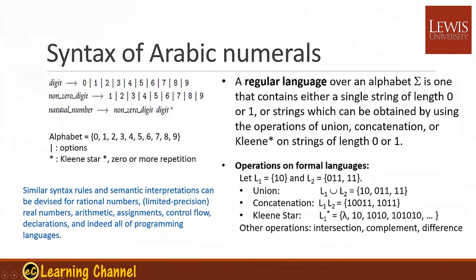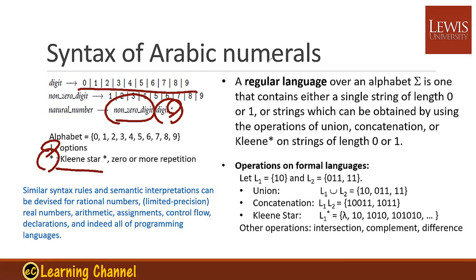Let's look at this set of grammar. It's called Arabic numerals. So you have a digit. The digit can be 0, 1, 2, 3, 4 to 9, right? Non-zero digit is 1 to 9. So your natural number will be a non-zero digit followed by digit with star. This star, we call it Kleene star or Kleene closure. If you have a bar, that's called optional. So your digit can be 0 to 9, your non-zero digit can be 1 to 9, and your natural number is defined as a non-zero digit followed by a digit star.